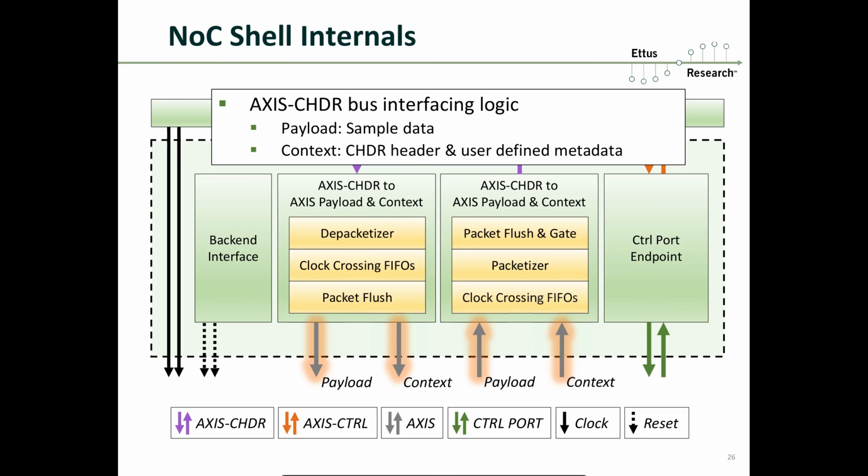Now, one thing to bring up here is, well, there is a lot going on in that context part of the packet. How do I know to fill this out properly? Generally, most blocks will just loop back the context part of the packet.